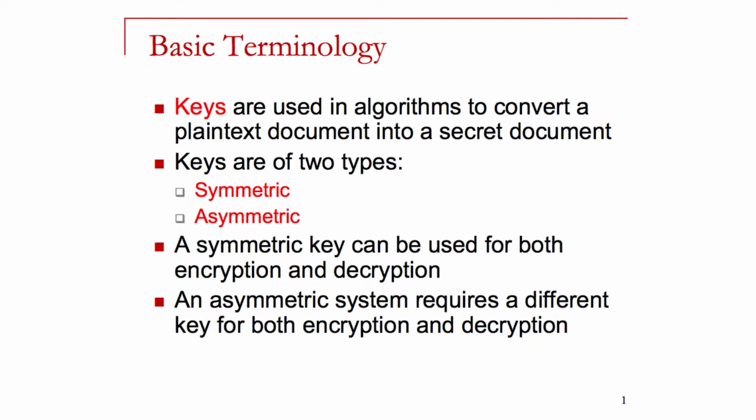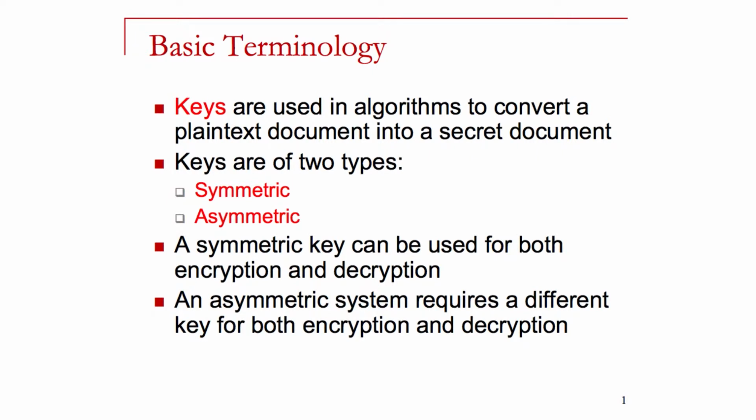So in an algorithm for cryptography, a key is what's used to convert a plain text document into a ciphertext, or a secret document. And there's two basic kinds of keys, a symmetric key and an asymmetric key. A symmetric key is kind of like our common key that we use to open doors. So the same key will both lock and open a door. So that's the idea of a symmetric key. So if I have a symmetric key in cryptography, I have a single key that can be used to both encrypt and decrypt the message.